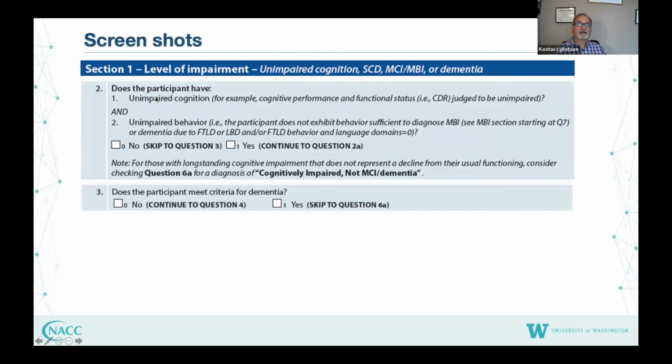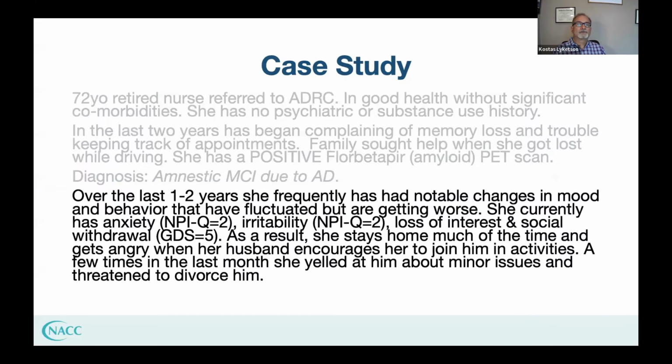have unimpaired cognition and unimpaired behavior? And in this case, the answer is no. She does not have unimpaired, therefore she is impaired. And does she meet criteria for dementia? No, we just said she has amnestic MCI.